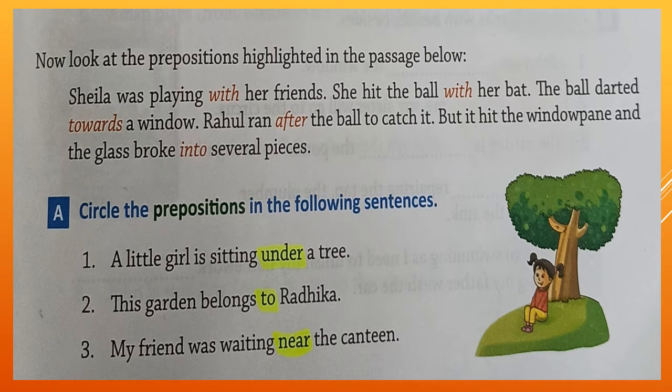Now, can we guess some prepositions in the following sentences? Like, a little girl is sitting under a tree. Can you guess which is the preposition over here? Right, it is under. Now, let's go for the second one.